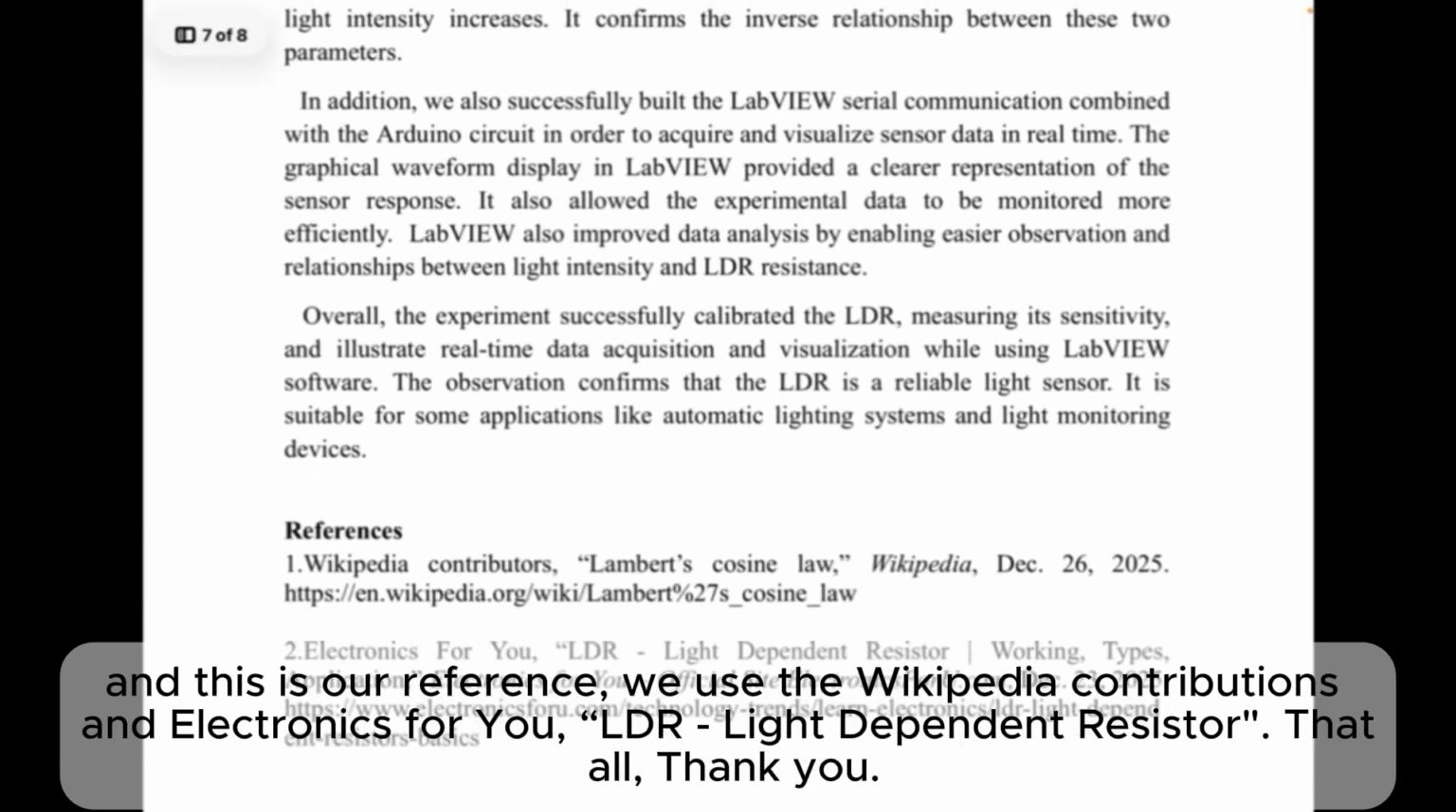And this is our reference. We used the Wikipedia contributors and Electronics For You, LDR light-dependent resistor.